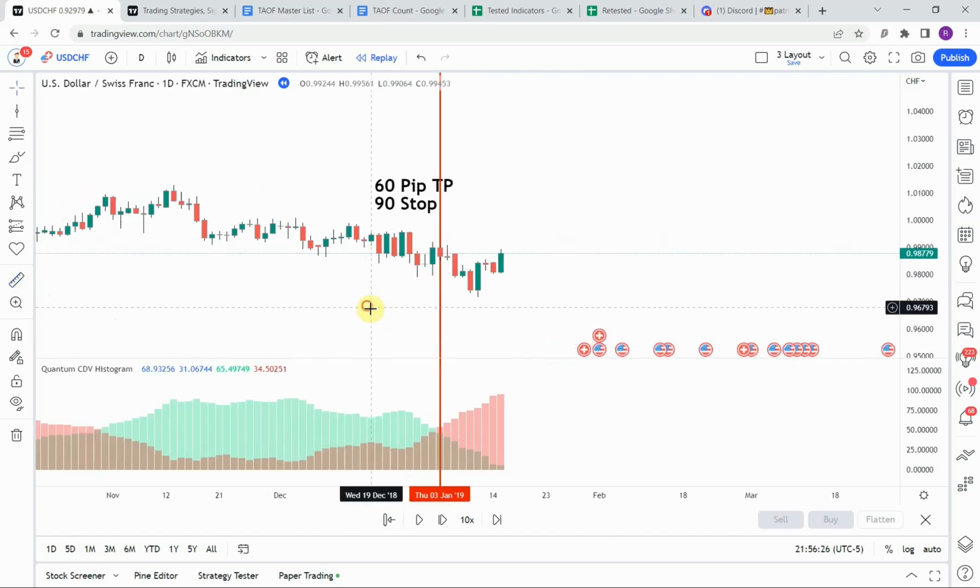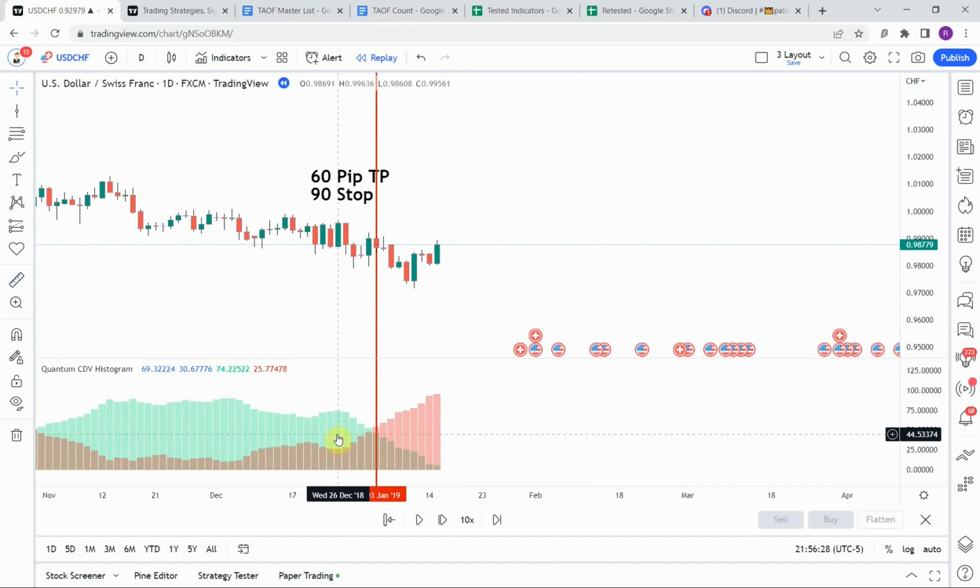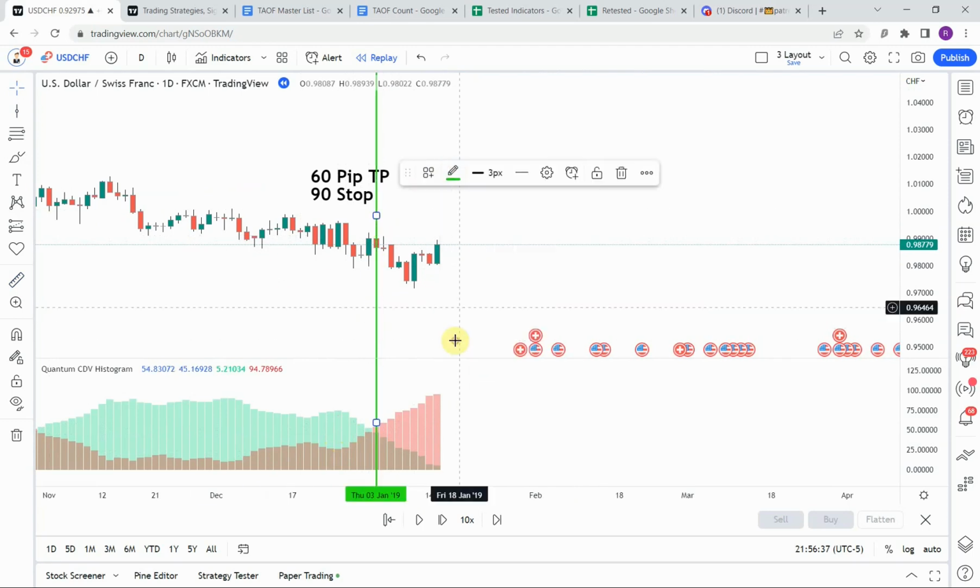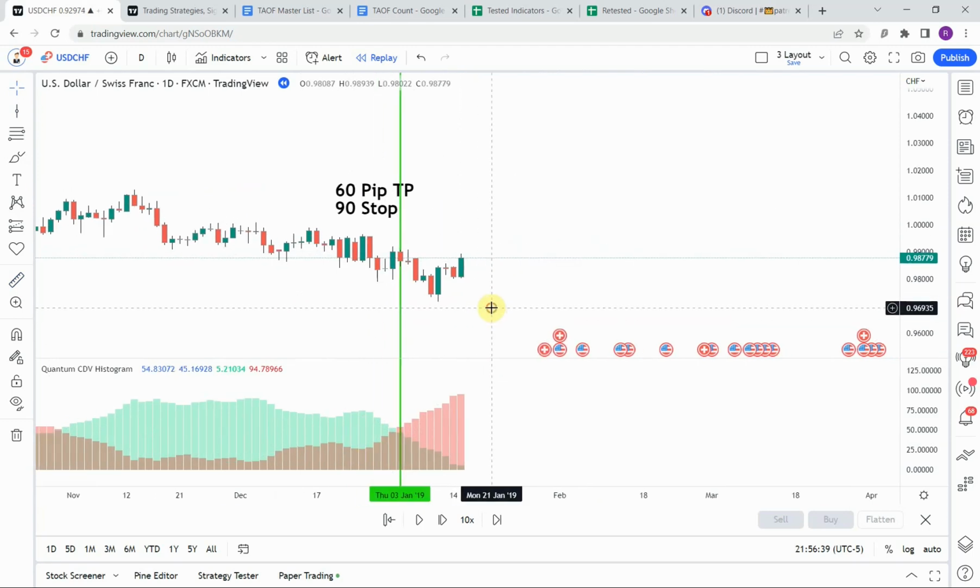All right, so the first signal that we pick up is going to be a short signal. You can see that we get that transition from the green bars into the red bars right here. And you can see that we get a pretty decent little push to the downside there. That does come down and get us to our take profit. Let's go ahead and continue on.